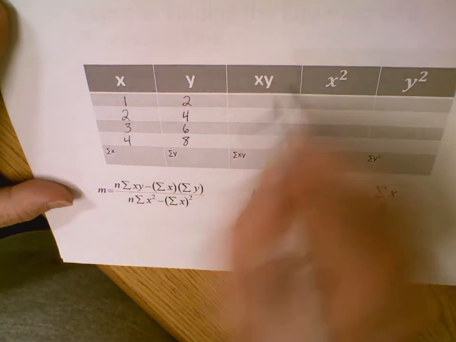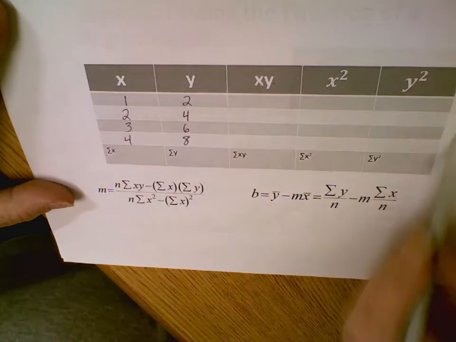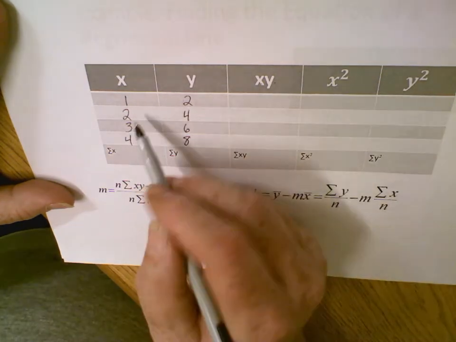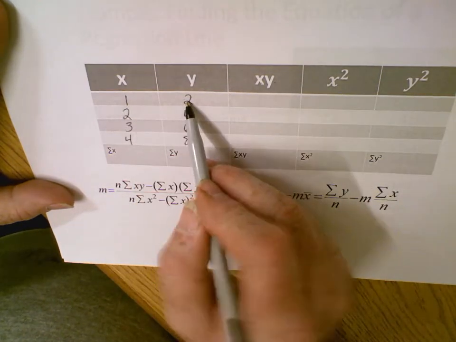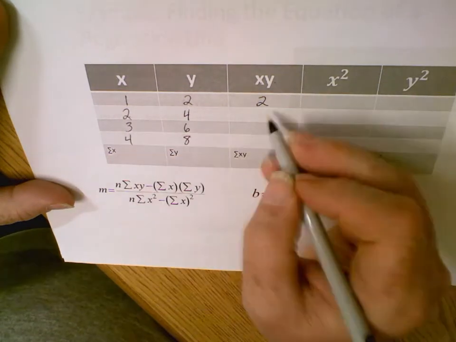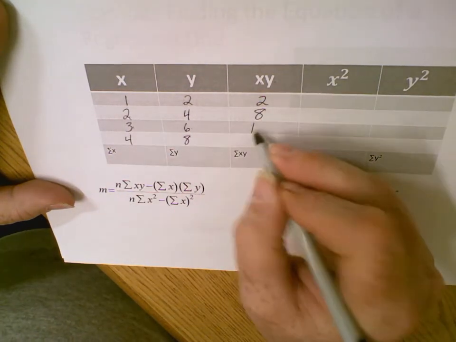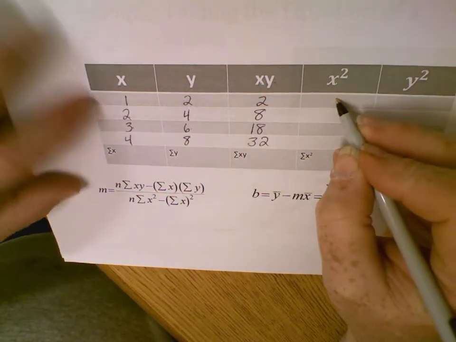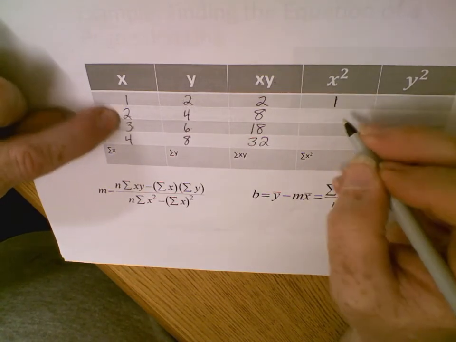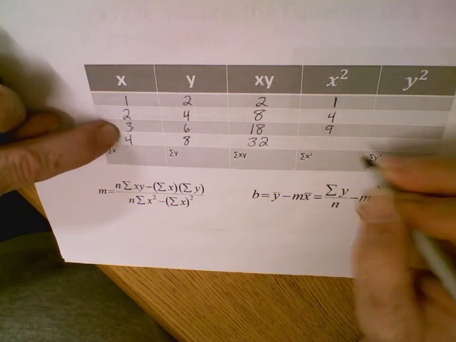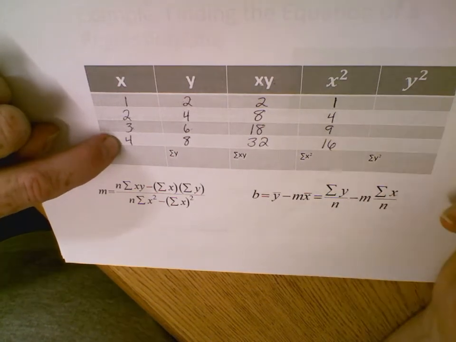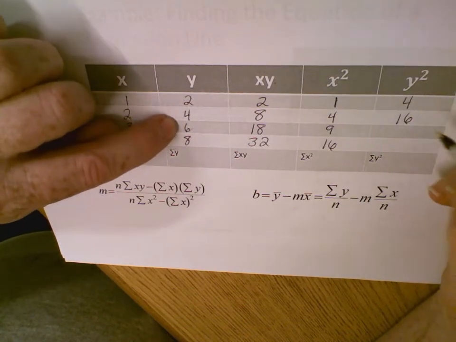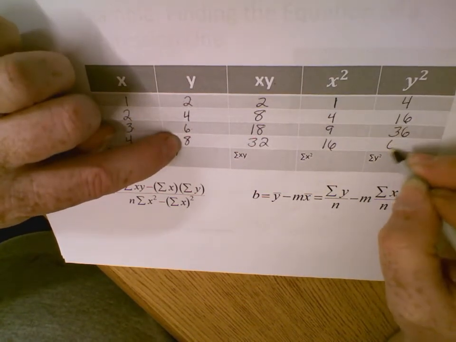So if I look at X times Y, we did charts like this early in the year. If you remember back to those, it shouldn't be real difficult. X times Y: 1 times 2 is 2, 2 times 4 is 8, 3 times 6 is 18, 4 times 8 is 32. Next one, the X squared: 1 squared is 1, 2 squared is 4, 3 squared is 9, 4 squared is 16. The Y squared: 2 squared is 4, 16, 36, 64.